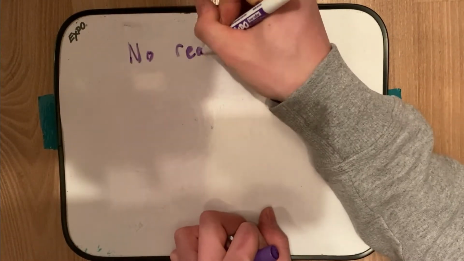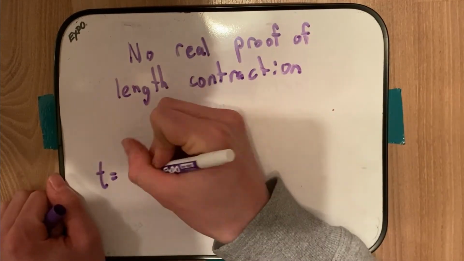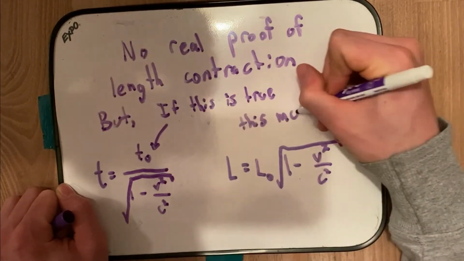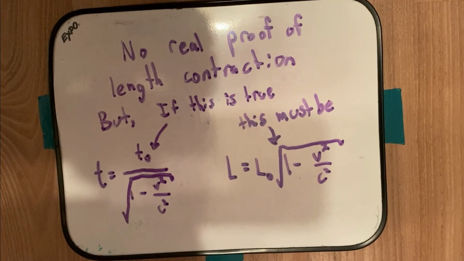Unfortunately, there is no experimental evidence for length contraction yet, but Einstein's equation for time dilation is only true if length contraction also is true. With time dilation already proven to be true, we can accept the fact that length contraction must be as well.